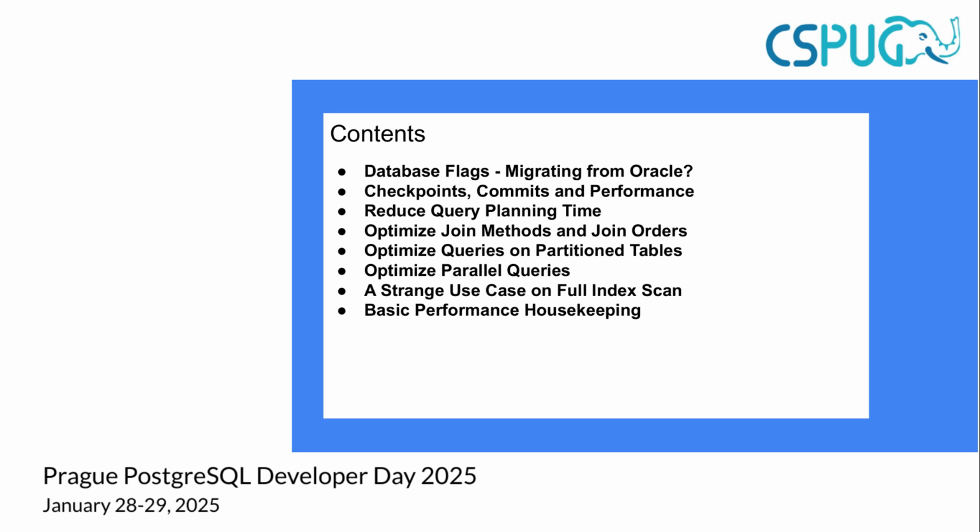We'll look into checkpoints, commits, and their impact on performance, because checkpoints and commits are the most resource-intensive operations that happen in any RDBMS. Then we will look into 5 very unique use cases where I worked with customers, where we were able to reduce the query planning time because the performance issue was happening because of excessive time spent doing query planning. We'll look at how to optimize join methods and join orders.